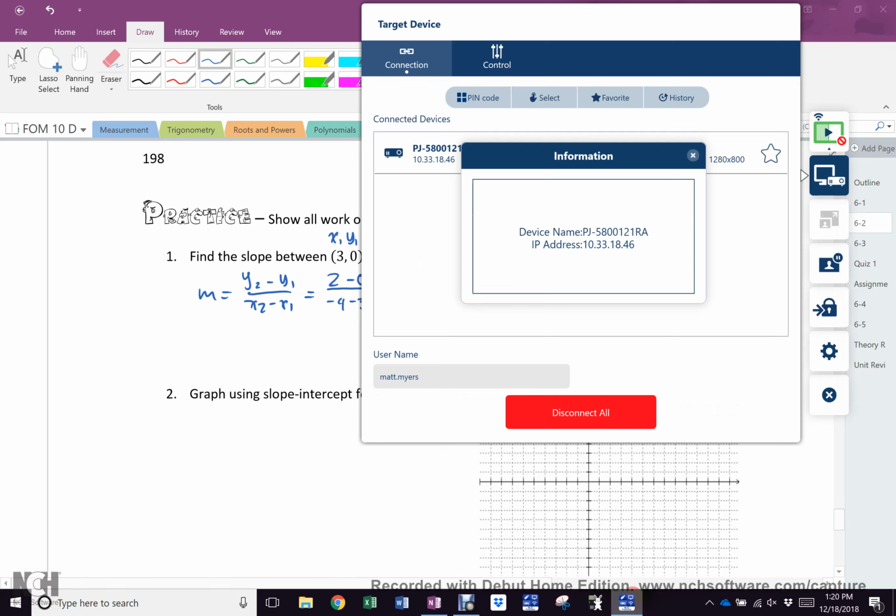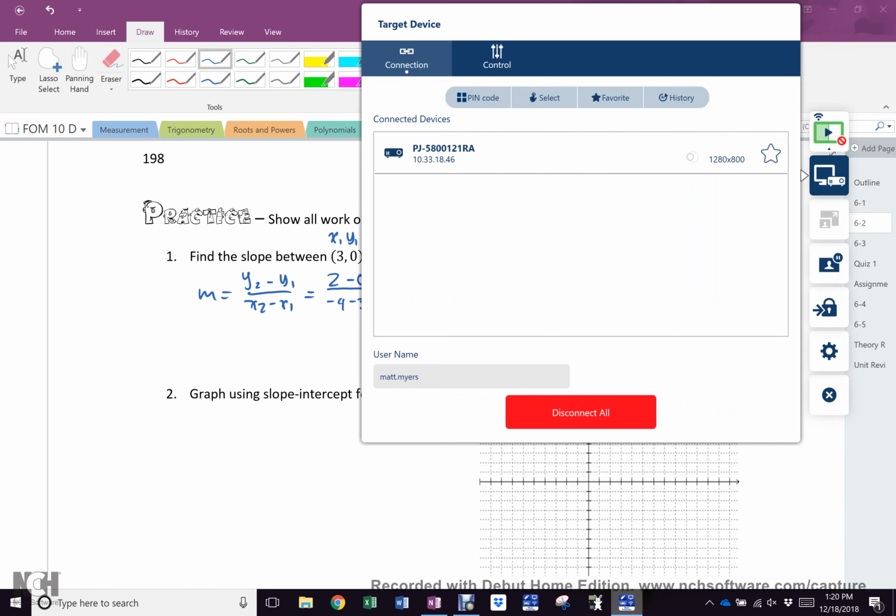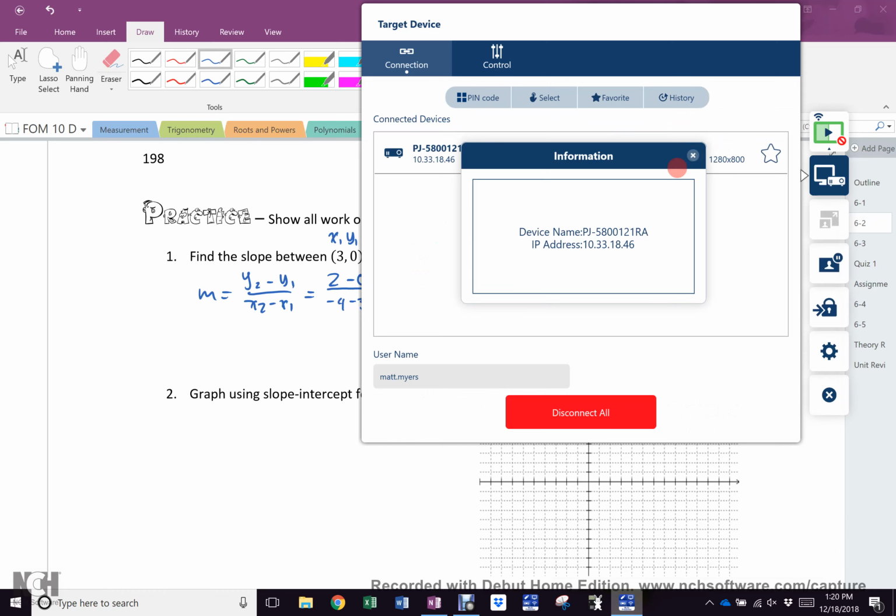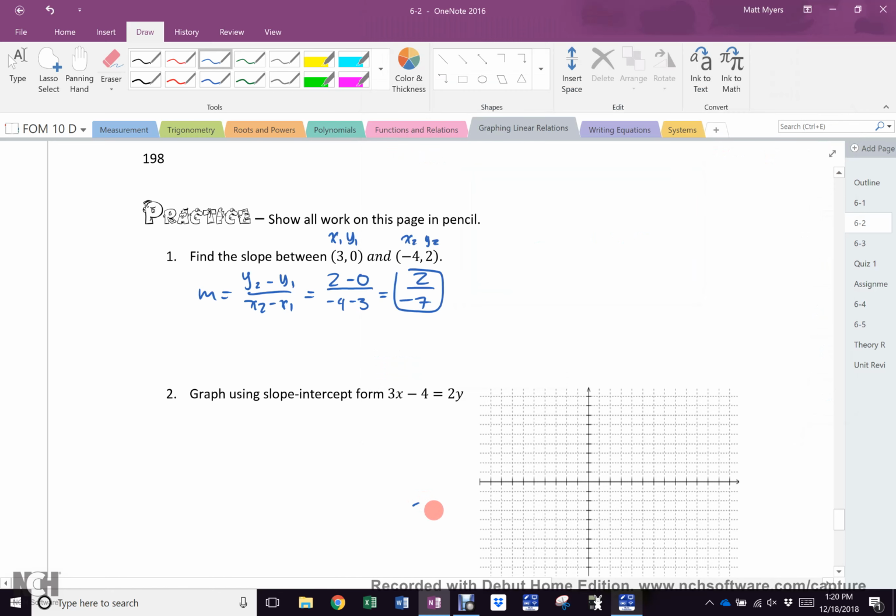Y is not isolated. How do I get y isolated? I divide by 2. Now y is alone. If I divide the left side by 2, what do I got to do to everything on the right side? Divide by 2. 3 over 2x minus 2. Then I said graph it. What is the point on the graph that we can get from that?